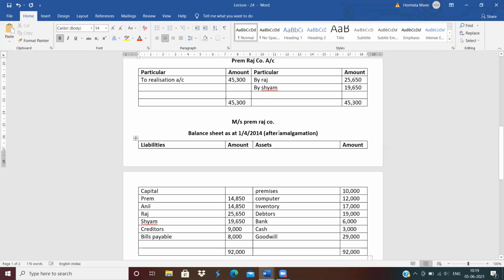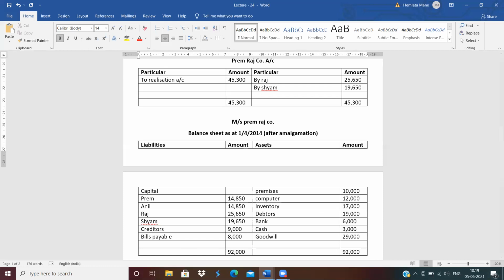After that, you have to calculate the balance sheet after amalgamation. Balance sheet after amalgamation means liabilities amount and assets amount. How to write the amount of assets? Write down the assets from purchase consideration. Next are capital balances, meaning the capital account closing balance of partners. And next, the external liabilities amount is already written in the purchase consideration.